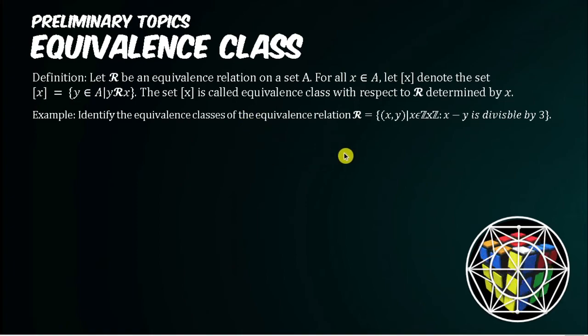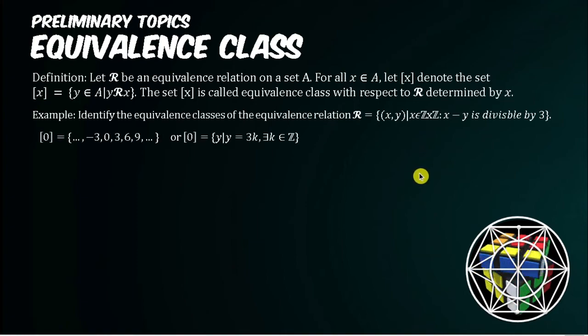Let me show you again the same example we used a while back. The relation containing the ordered pairs (x, y) such that x minus y is divisible by 3. We are able to show that this is an equivalence relation, so the premise is satisfied. Now, what are the corresponding equivalence classes for this particular equivalence relation? Well, we can identify the equivalence classes by first identifying one element of A.